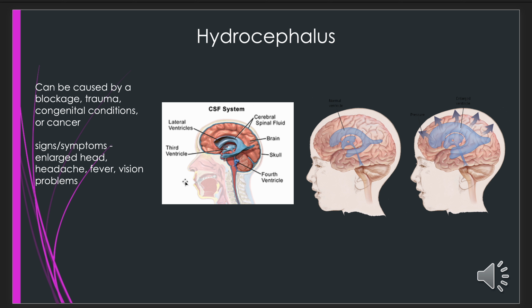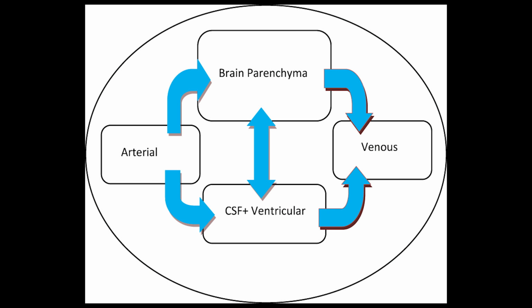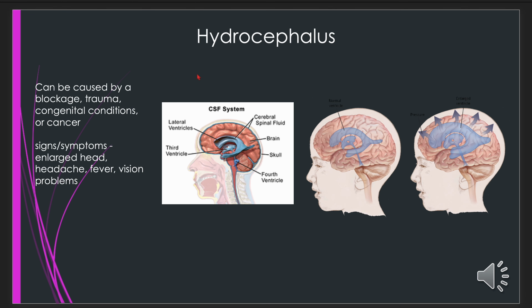So again, hydrocephalus is just an accumulation of excess fluid in the brain or excess CSF, because what's happening as it's created, it should be reabsorbed by the body. If there's overproduction or it's not being reabsorbed as quickly, you can have an accumulation of CSF in the brain that causes hydrocephalus.